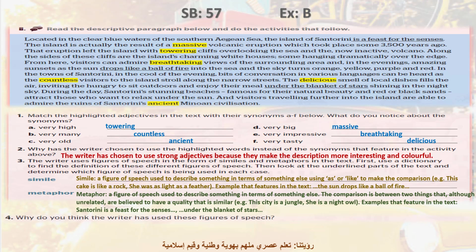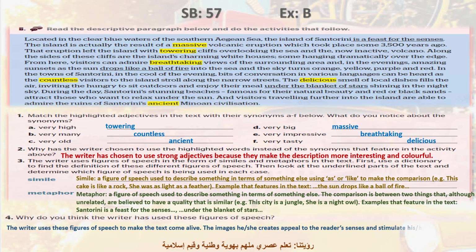Now it's time for the last question in exercise B, which is number 4. Why do you think the writer has used these figures of speech? The answer is the writer uses these figures of speech to make the text come alive. The images he or she creates appeal to the reader's senses and stimulate his or her imagination.